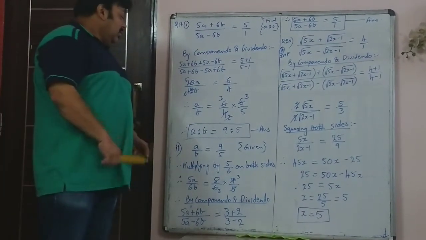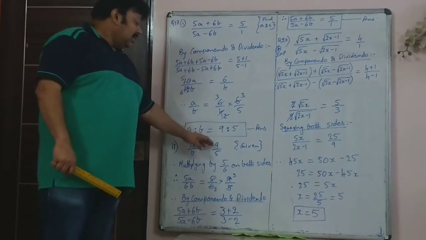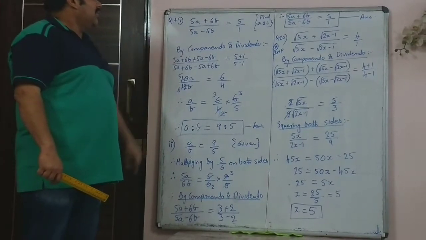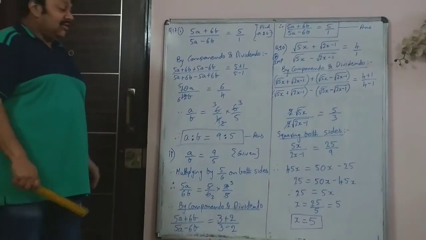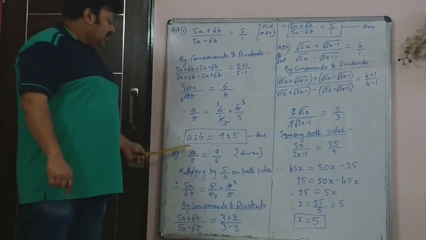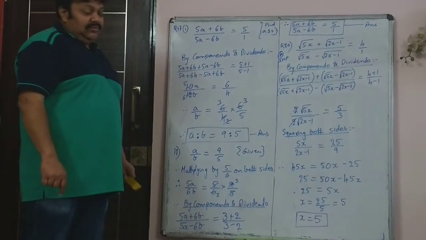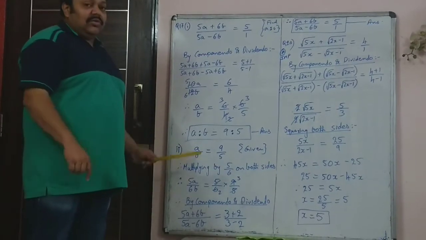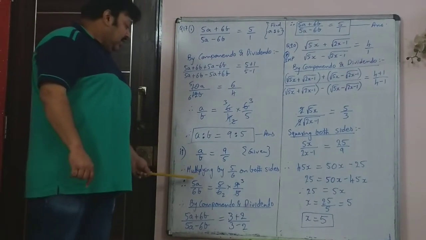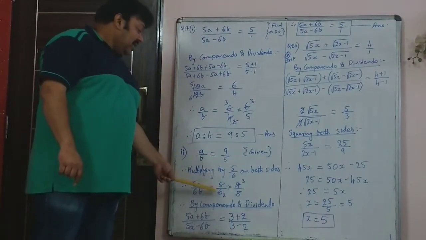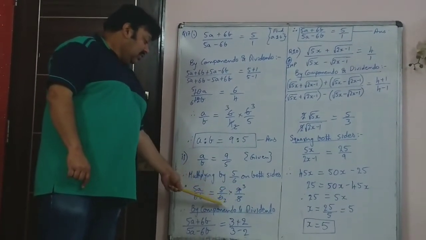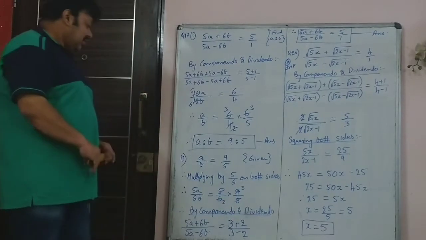Now next, you are given the reverse. You are given a upon b is 9 upon 5, and you are asked to find what is 5a plus 6b upon 5a minus 6b. So now you will go reverse. You need 5a and 6b, so multiply by 5 by 6. So when you multiply by 5 by 6, you can't multiply only LHS, you have to multiply both sides. So 5a upon 6b will become 5 upon 6 into 9 by 5. So that gets reduced to 3 by 2 because 5 and 5 cancels.